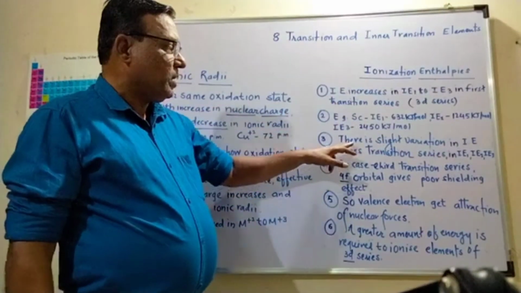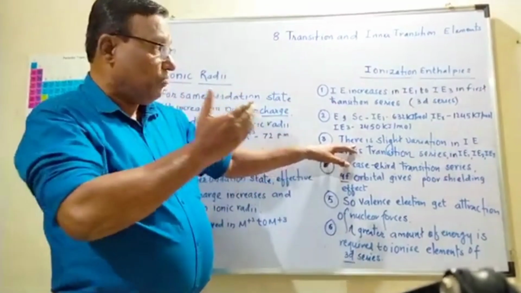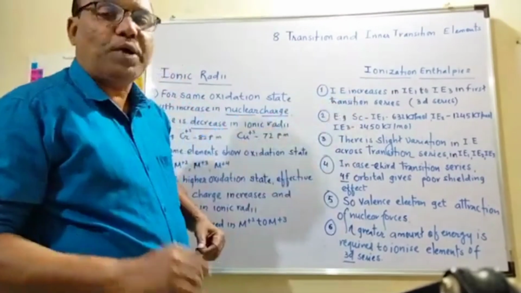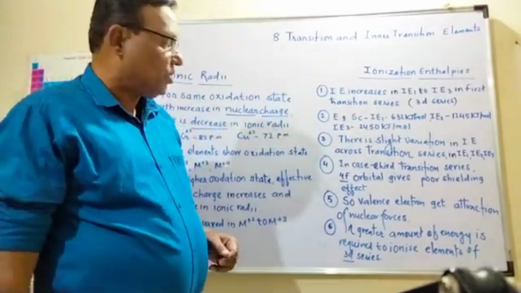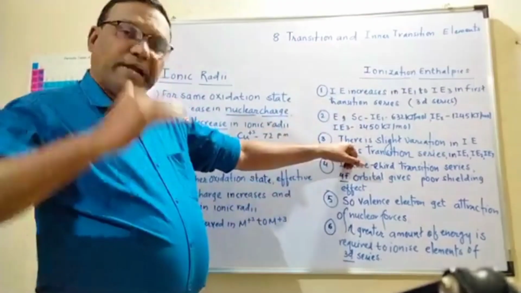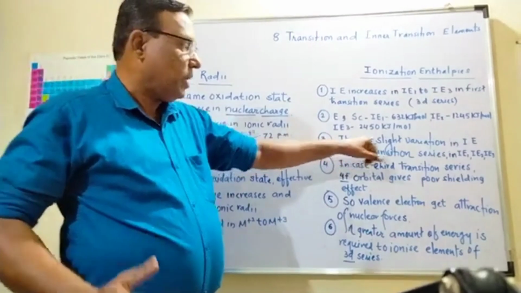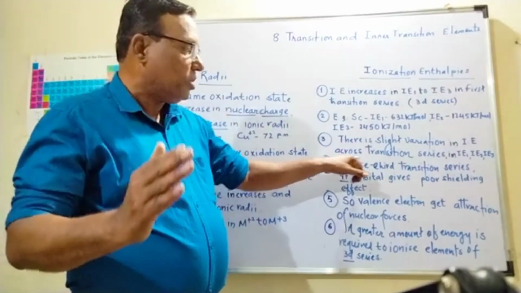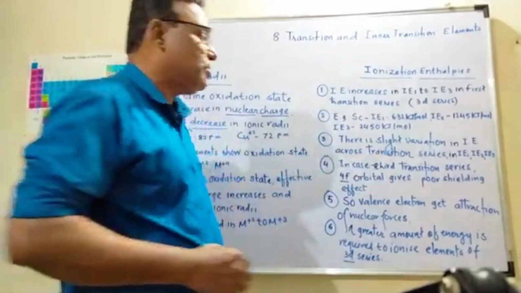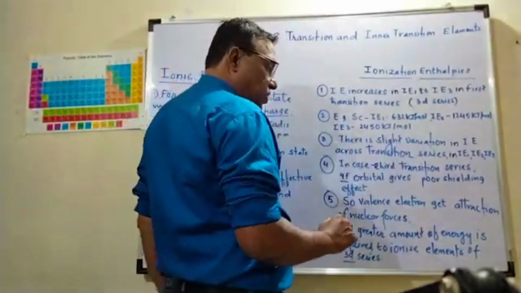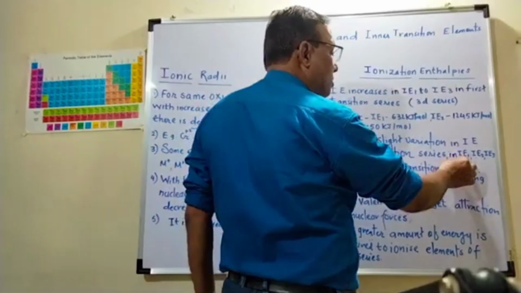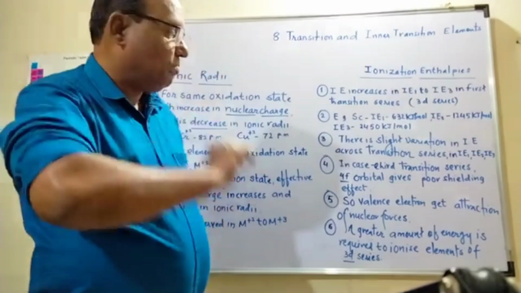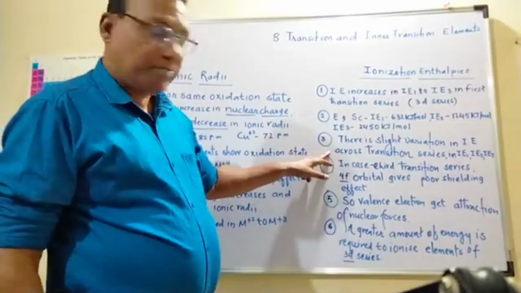Point number third: here we are saying that ionization enthalpies increase, but this point is a little bit important. There is a slight variation in the ionization enthalpy values across the transition series. This slight variation we can observe especially in ionization enthalpy number 1, number 2 and number 3. So this is the third point.